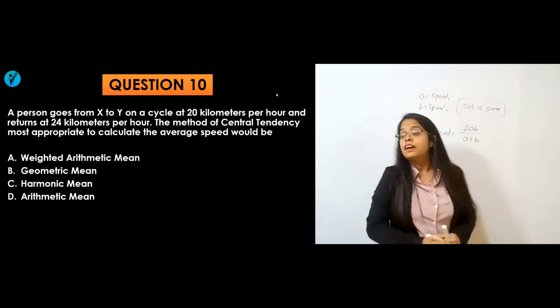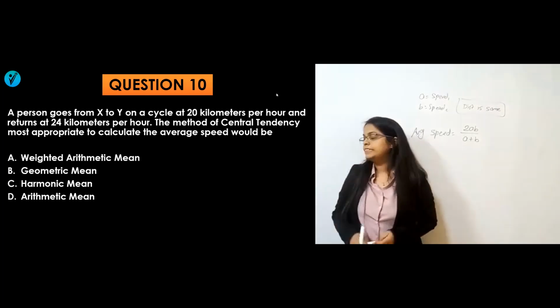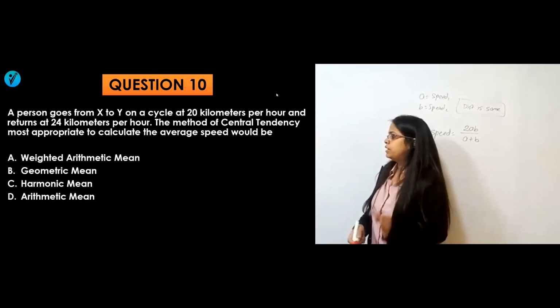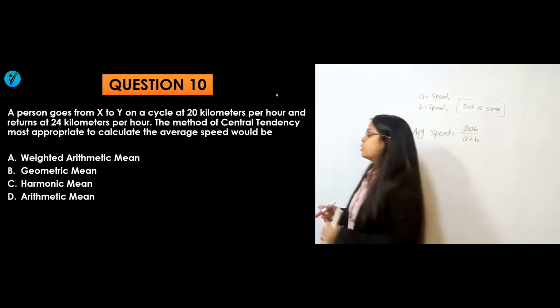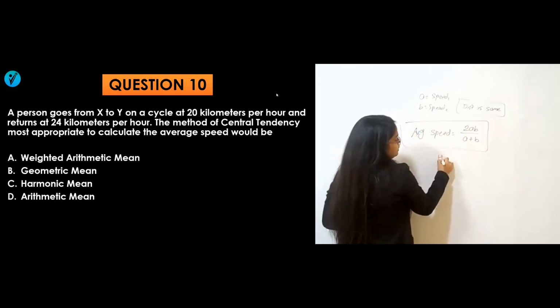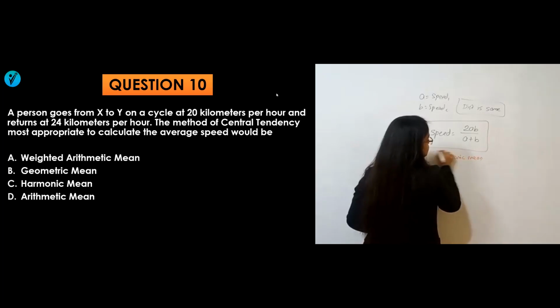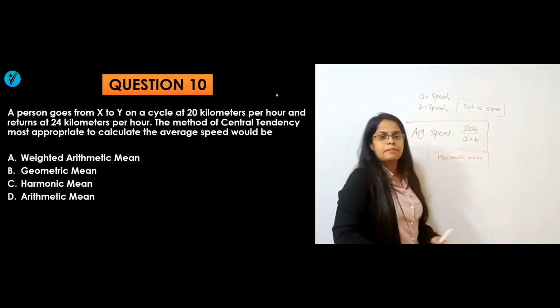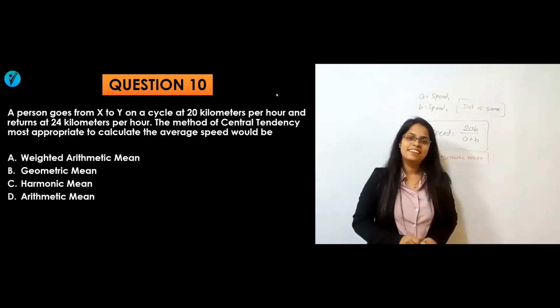And they are asking, as per the options, which is the most appropriate central tendency. You can see the weighted arithmetic mean is not possible, geometric mean is not possible. So of course, this is the formula of the harmonic mean. Because the formula for harmonic mean is the same, the answer will be option number C. That's it. Easier.